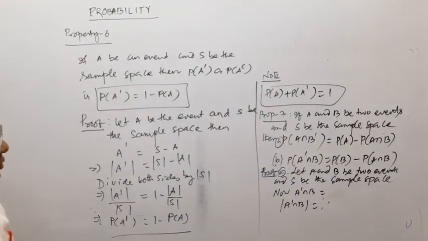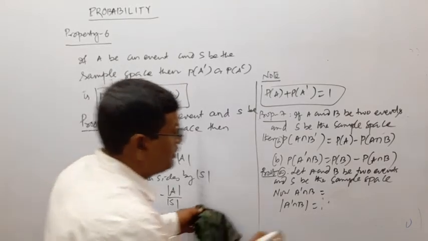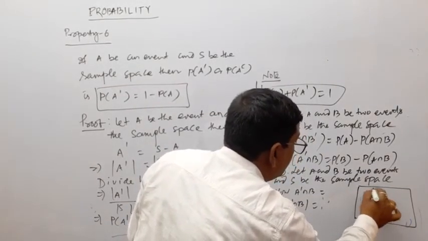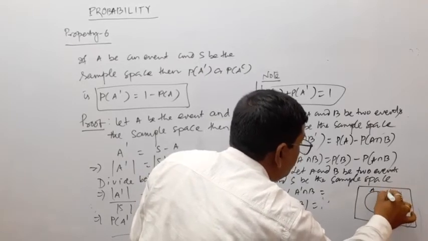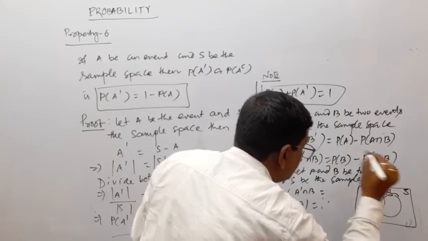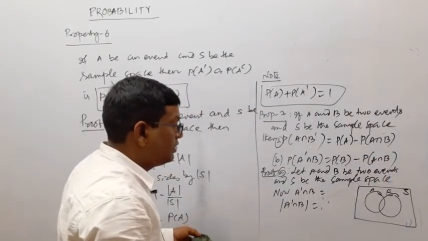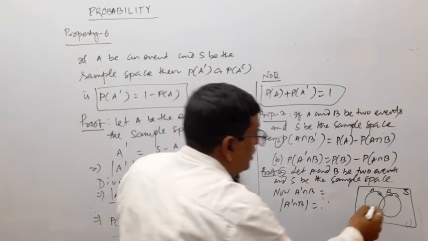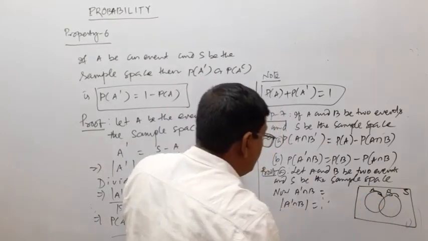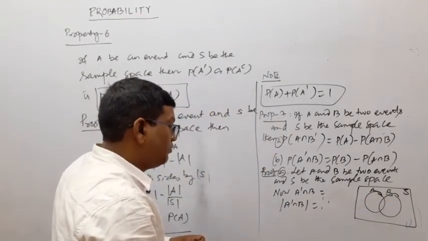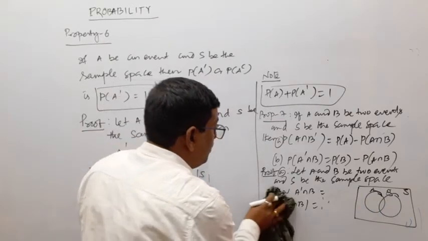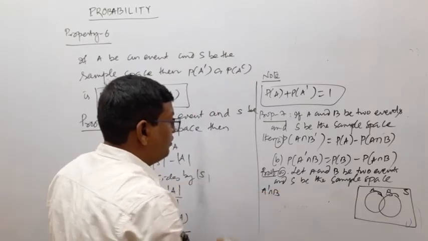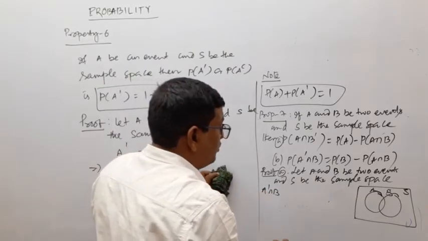From the Venn diagram, suppose this is the universal set S, this is event A, and this is event B. So what is A dash intersection B? A dash intersection B means what? Now, A dash intersection B can be written as what?